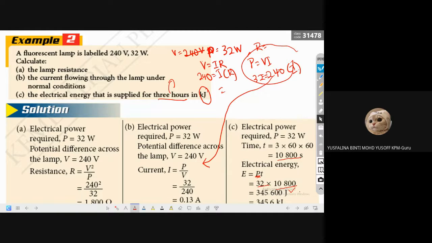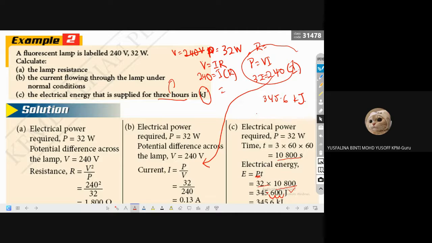So kilojoule. Kilo means what? Times 10 power of 3, right? Or you can just divide by 1,000. Times 10 power of 3 means you need to jump 3 times, so it becomes 345.6 kilojoule. If you divide with 1,000, you will get the same answer. So you just jump 3 times from the back, because 10 power of 3, then put the decimal point.